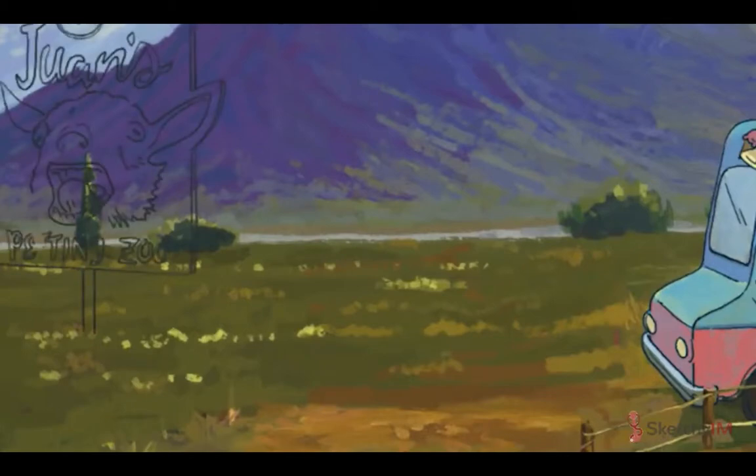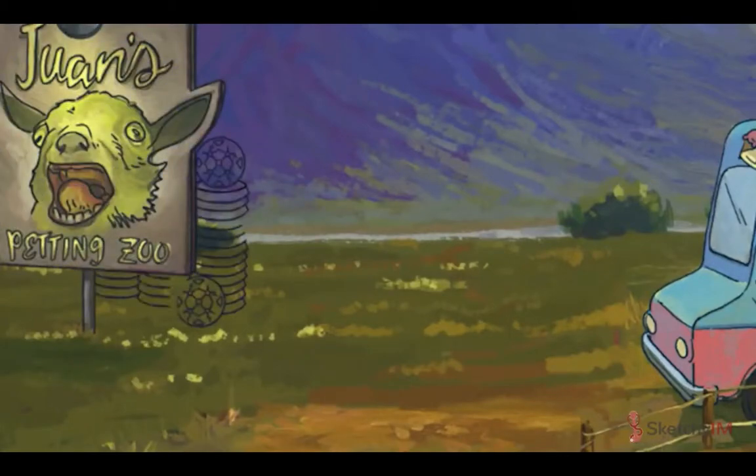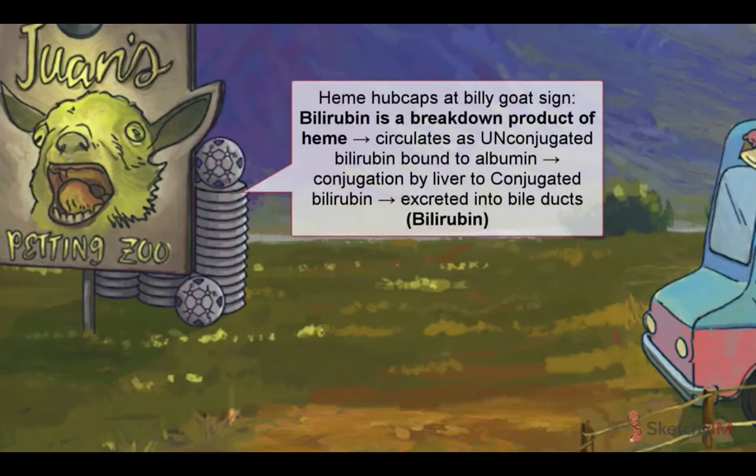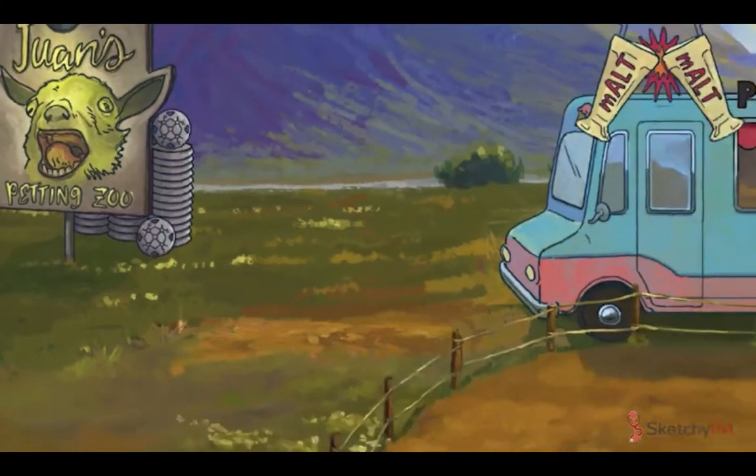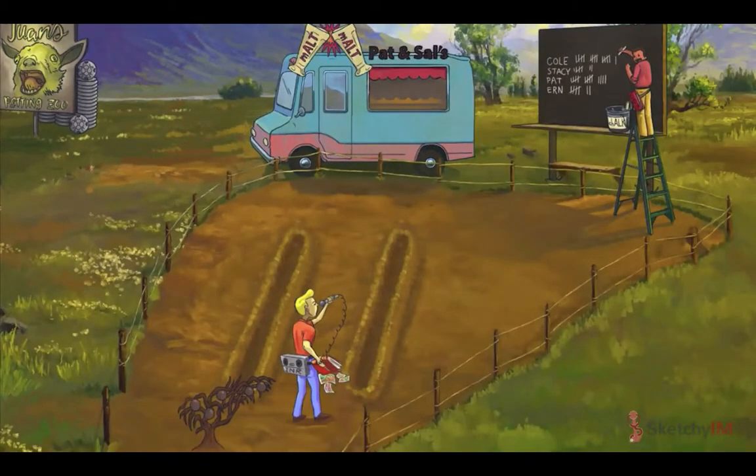We've saved the best test for last, bilirubin. At Sketchy, when you see billy goats, think bilirubin, of course. Bilirubin is derived from metabolism of heme, as illustrated by the stack of old heme hubcaps. In a healthy person, breakdown of old red blood cells leads to a small amount of unconjugated bili in the serum. Unconjugated bilirubin travels in the bloodstream tightly bound to albumin in order to increase its solubility. The hepatocyte converts unconjugated bili into the more water-soluble conjugated form. And finally, conjugated bilirubin is excreted into the bile ducts.